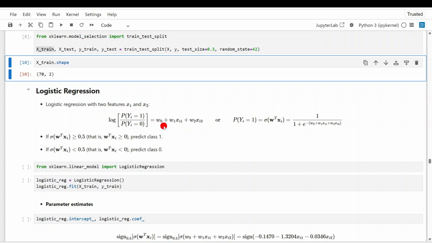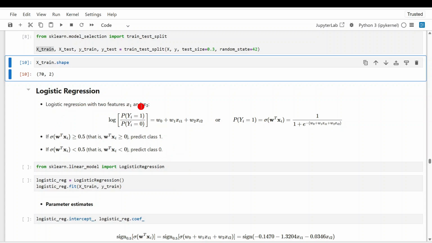If this linear predictor, or this logit value, is greater than or equal to 0, then the sigmoid function will be greater than or equal to 0.5, and the predicted class will be class 1. Similarly, if this logit value, or this linear predictor, is less than 0, then the sigmoid function will be less than 0.5. In that case, we can assume the predicted class as 0.